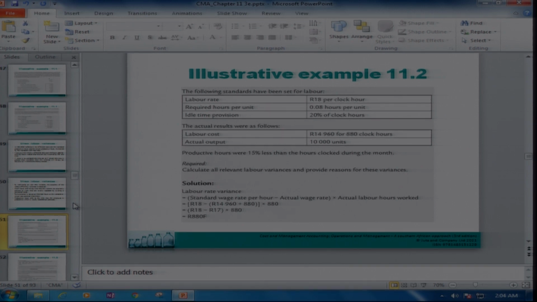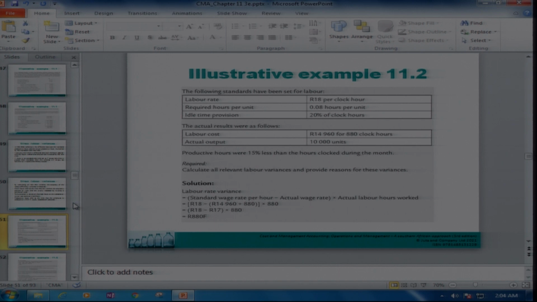The actual results were as follows. Labor cost, 14,960 was spent for 880 hours that were worked. Actual output, 10,000 units. Productive hours were 15% less than the hours clocked during the month. And then required is to calculate all relevant labor variances and provide the reasons for these variances.